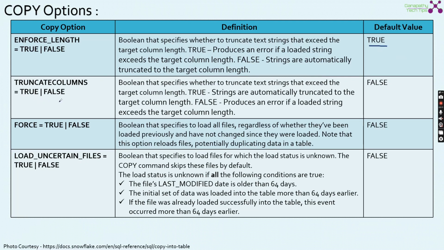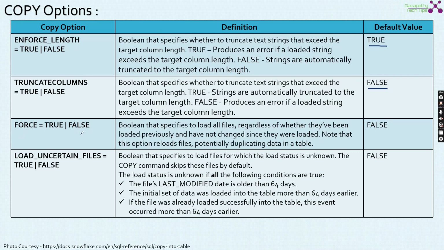Truncate columns, true or false. Here again an opposite to the previous case which we discussed. It's a Boolean expression that specifies whether to truncate text strings that exceed the target column length. If you do true, it will smoothly, automatically truncate to the target column length. If you do it as false, it will produce an error if the loaded string exceeds the target column length. Default value here is false. So by default, Snowflake is not allowing you to load the data of different sizes there.